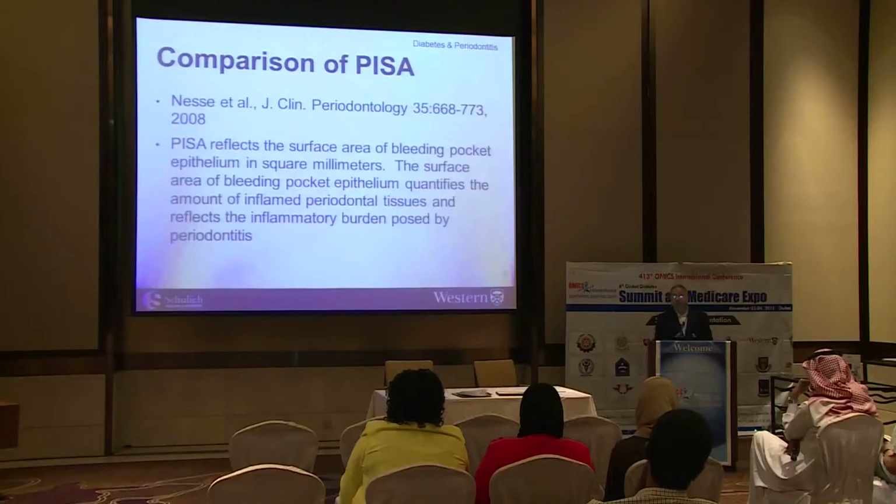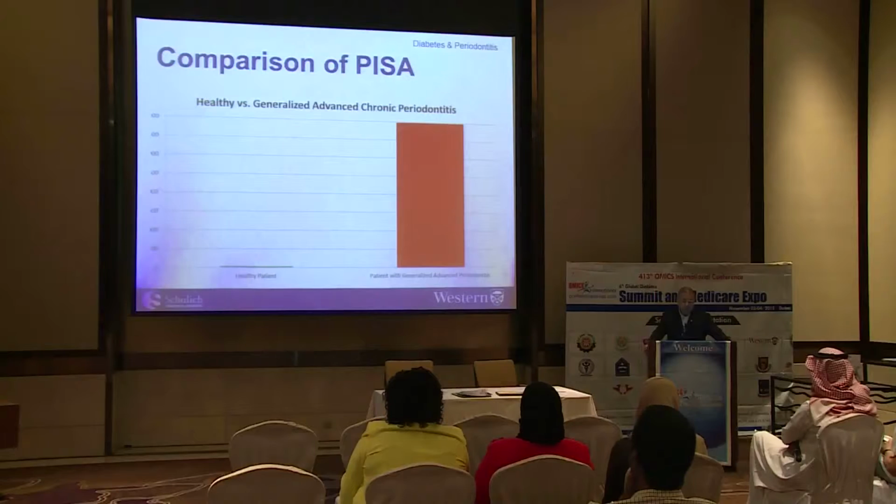So you can well imagine that in a patient with advanced periodontitis you have so much inflammation. The estimate, for the layman, is that if you take your forearm, scrape the whole skin off, and then throw 50 million anaerobic gram-negative bacteria on it, that's the kind of bacterial inflammatory burden these patients have. The same people have shown a comparison of periodontal inflammatory surface area between a healthy patient and one with advanced generalized periodontitis. So it's quite a heavy bacterial burden.